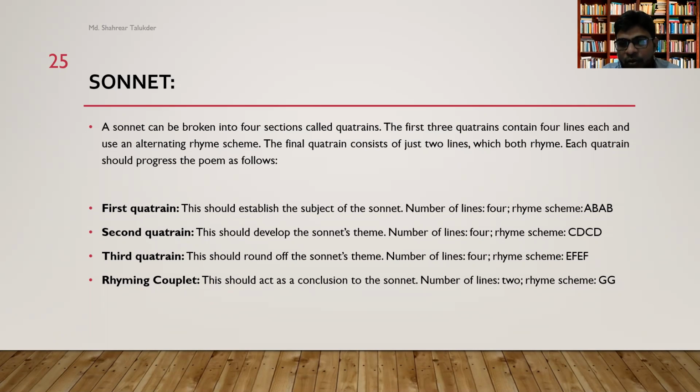So what will they do? The first quatrain will establish the sonnet's theme, or the subject matter of the sonnet. The second quatrain, with the rhyming scheme C, D, C, D, will develop the sonnet's theme. So the first 4 lines establish the subject, and the second quatrain develops the theme. And the third quatrain, with the rhyming scheme E, F, E, F, should round off the sonnet's theme, meaning it will give the theme a completion. And the rhyming couplet will give us the conclusion, the ending. So it should act as a conclusion to the sonnet, and the rhyming scheme is G, G. So 2 rhyming lines, we call them the rhyming couplet, and the rhyming pattern is G, G.